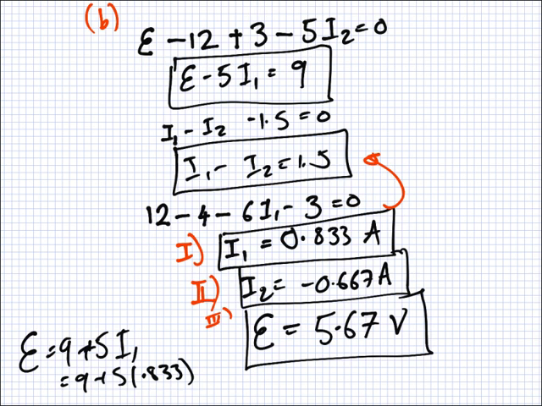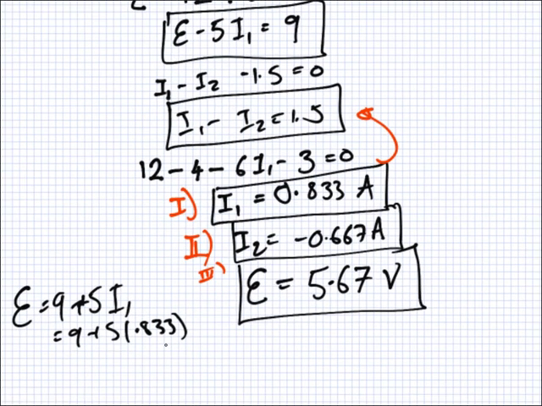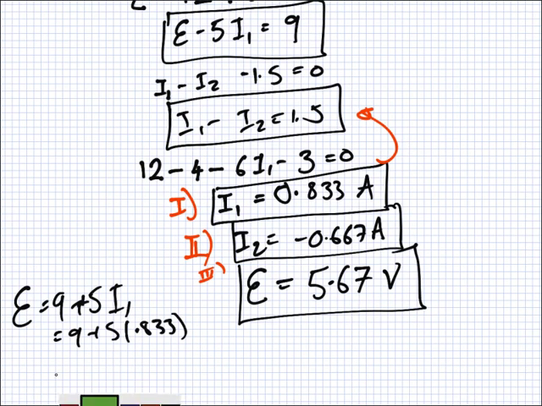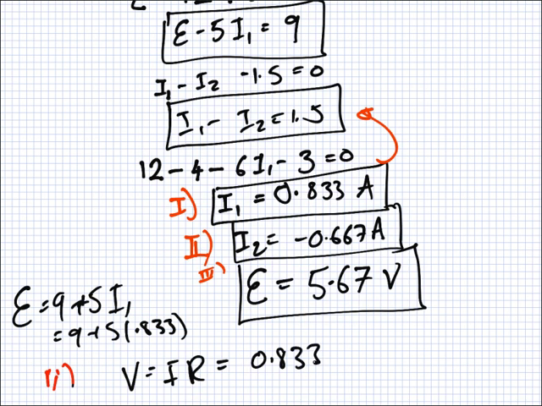And lastly, they want the voltage between B and A. So that would be part 2, V equals I R, which equals I1, which is 0.833 times, we have to include the 4 volts too. Yeah, so 4 plus.